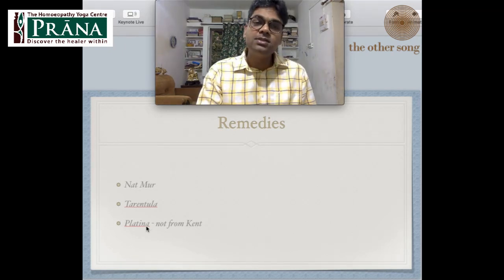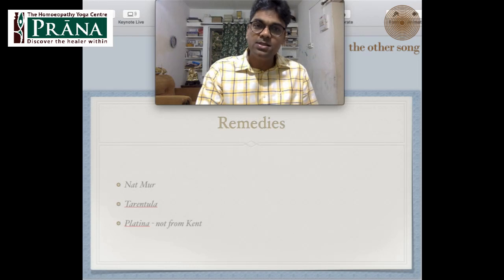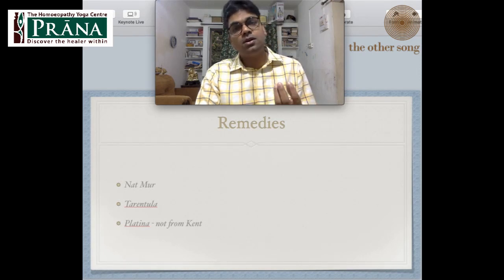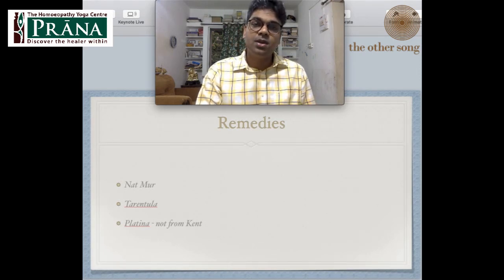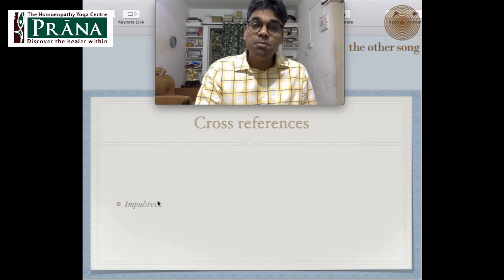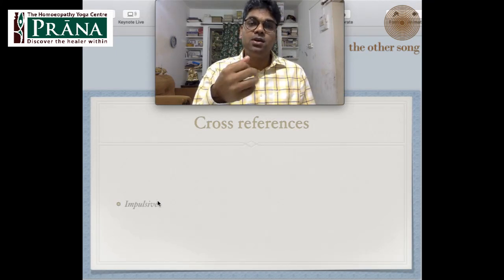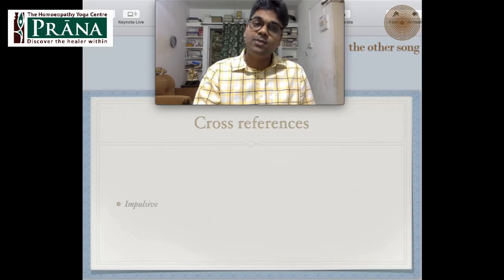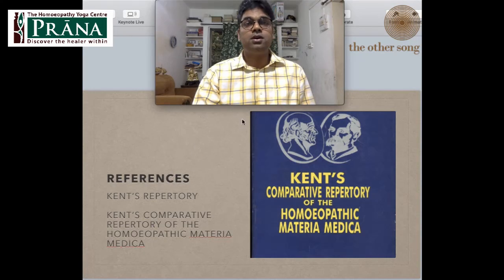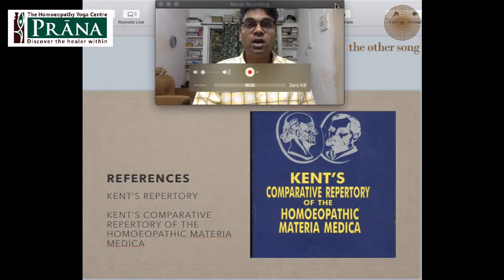So I hope this helps you to recognize the rubric abrupt and also the important remedies in it. Some cross references are impulsive. How do you differentiate abrupt from impulsive? That is what we will do in our next video. So these are the references I have used, and I hope this video helps you all in understanding this rubric and its remedies. Thank you.